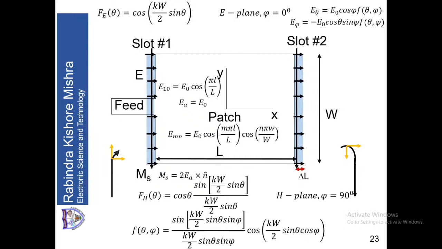So this is all about the fringing field and the effect of fringing field. What is the effect of fringing field that we have seen now? That we can model the patch antenna as two slots separated by a distance L, and the fields in the slots are known. So if I take that, then I can go for the modeling.